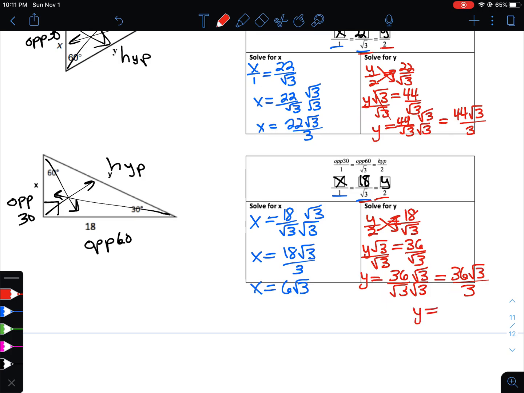But there's actually going to be one last thing we can do to simplify, which is to take 36 and divide by 3, which is 12. So y is equal to 12 square root of 3.